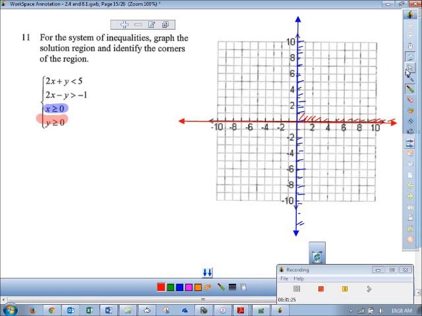Now I'm going to take the top one and put it in slope-intercept form. That'd be y is less than negative 2x plus 5. Correct? So I will graph it. Y-intercept 5, down 2 to the right 1, down 2 to the right 1, down 2 to the right 1. Dashed line.